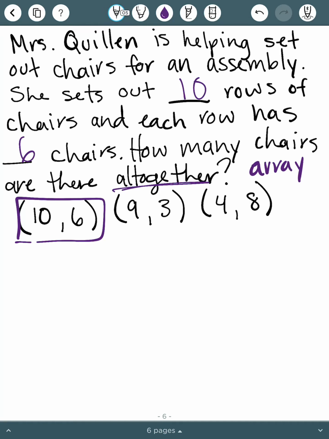However, what we want them to get to is understanding that they can just show that with numbers. So group number 1 has 6, 6, 6. So again, they can do 10 groups of 6 and then add all of them together.